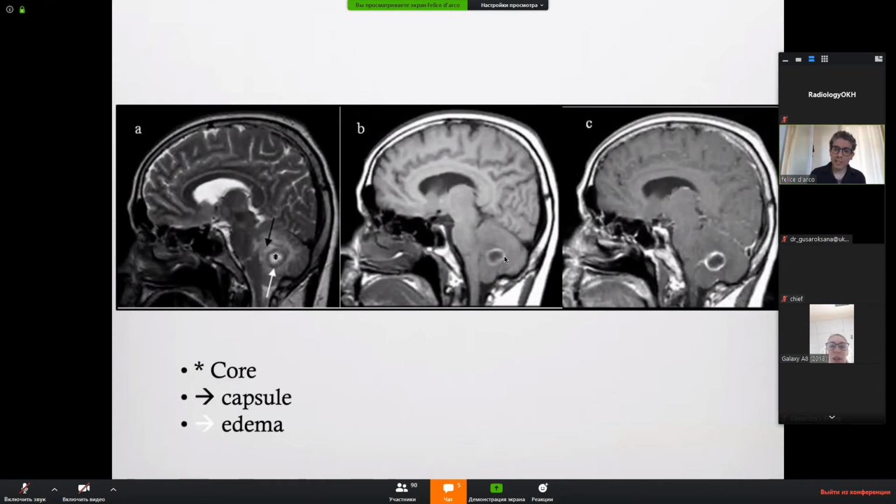So this is what we see. The core in the center, fluid, T2 hyper, T1 hypo. And then you have the capsule here that is T2 hypo and shows enhancement, and then surrounding edema that you can basically see only in T2, which is more sensitive to water.